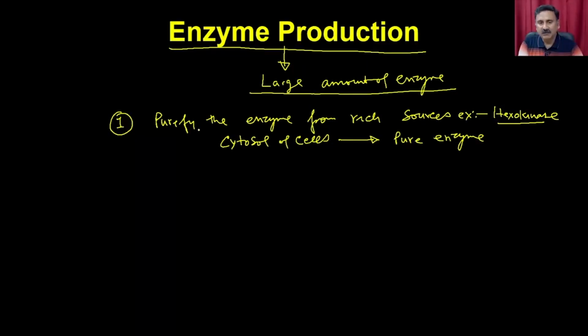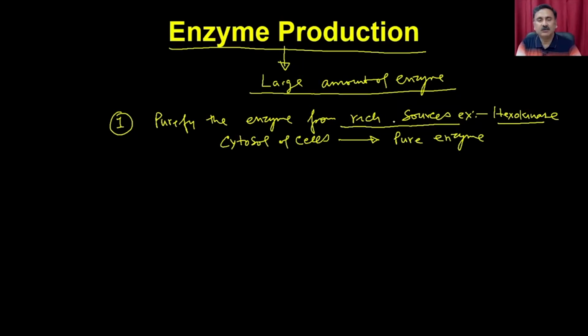So in this particular approach, you first have to identify the rich source. For example, if I have to purify lysozyme, it is very heavily available in many biological fluids. So I have to identify those biological fluids, and only then can I use the different chromatography techniques to get the pure enzyme.